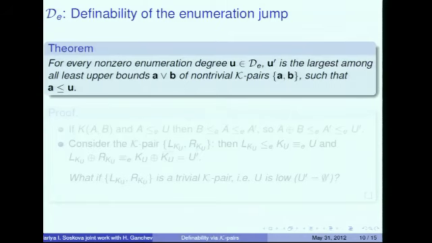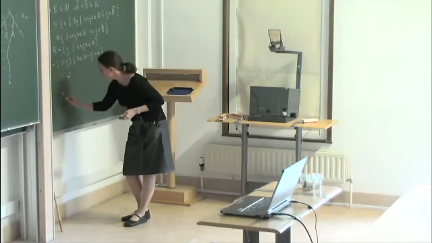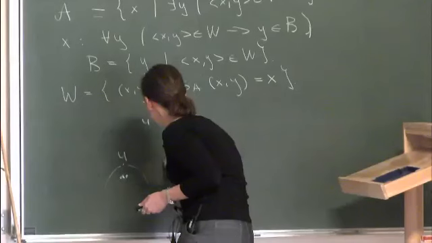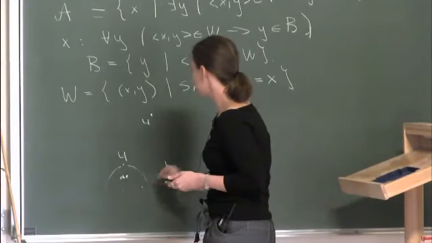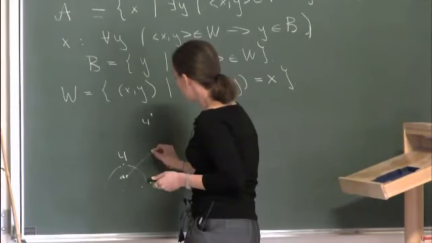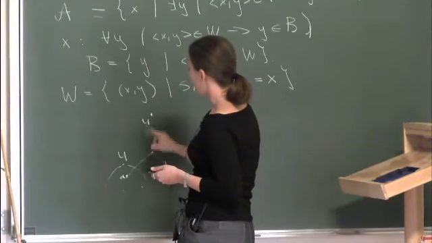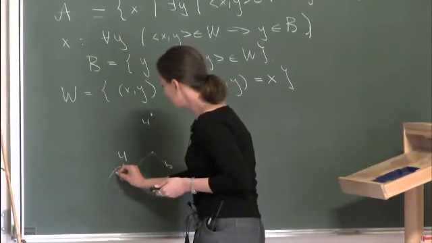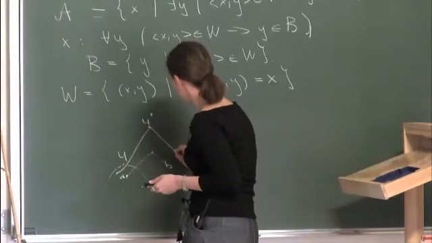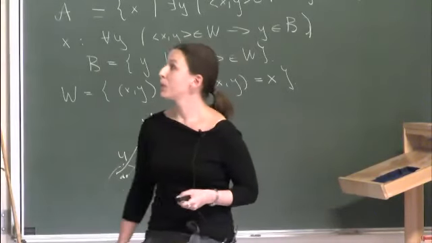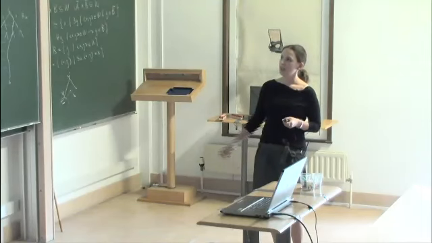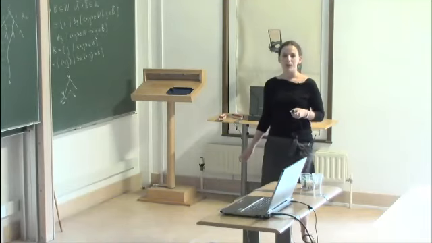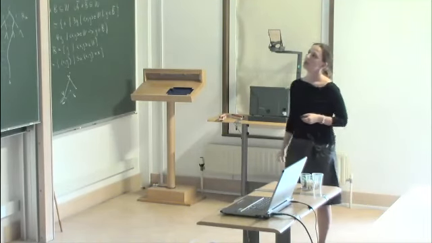So you have u prime somewhere above, and then you're considering all k-pairs A and B such that A is below u. There are many possibilities. So what this theorem says is that the least upper bounds of all of these are below u prime, but there is one which reaches u prime. Of course, this definition doesn't work for 0, but 0 prime can still be obtained from this because there are low degrees whose jump is 0 prime that are non-zero.